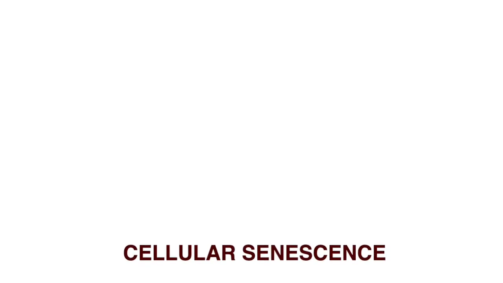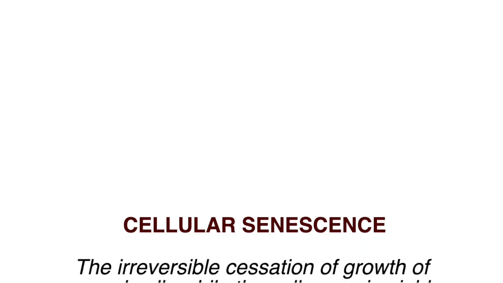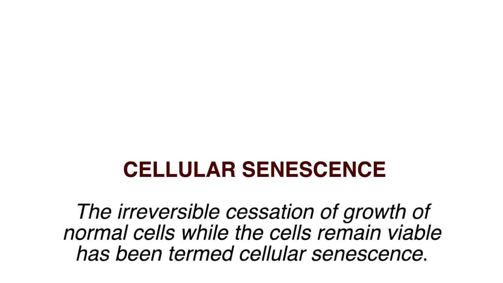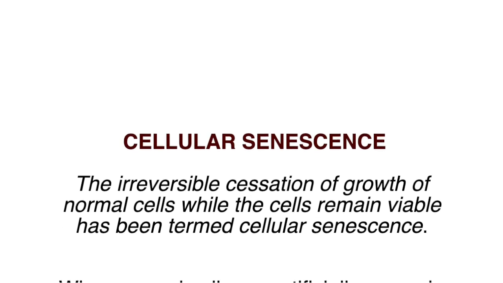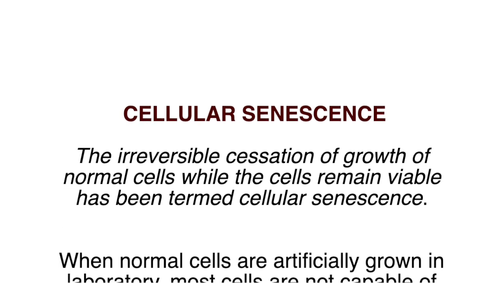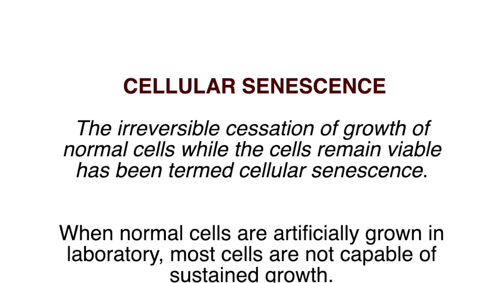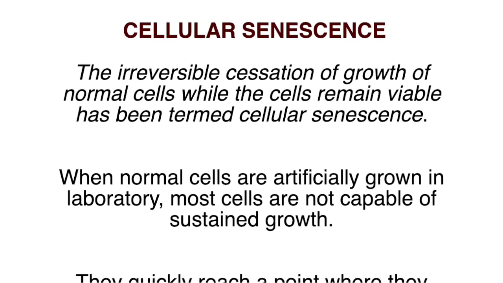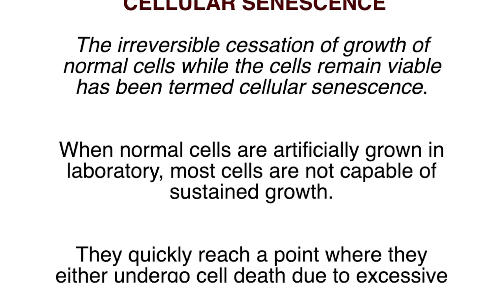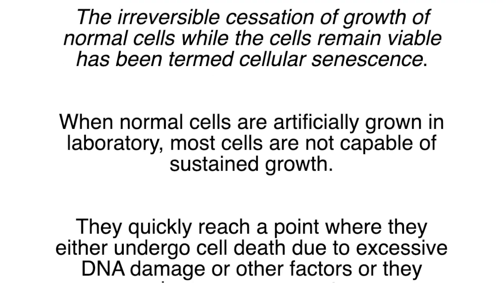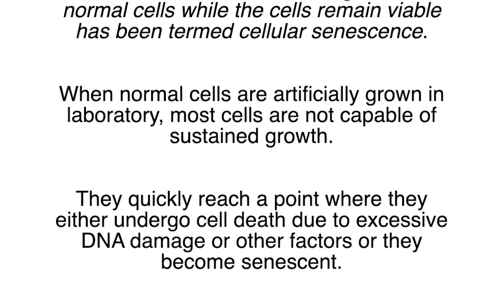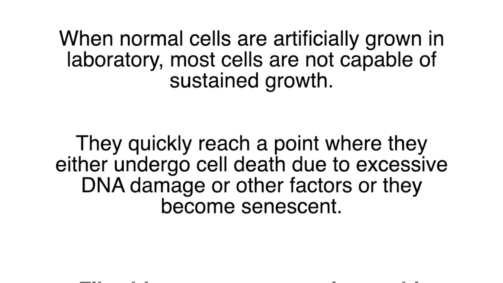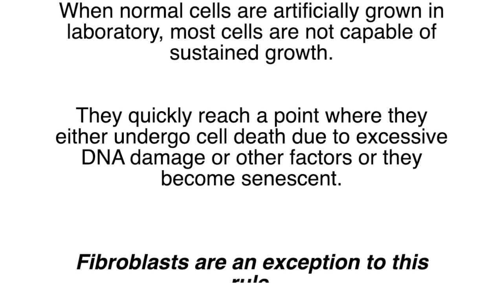Cellular senescence is the irreversible cessation of growth of normal cells while the cells remain viable. When normal cells are artificially grown in the laboratory, most cells are not capable of sustained growth. They quickly reach a point where they either undergo cell death due to excessive DNA damage or other factors, or they become senescent. Fibroblasts are an exception to this rule.